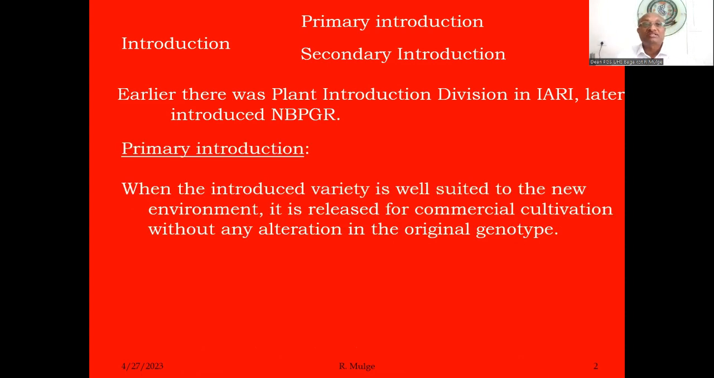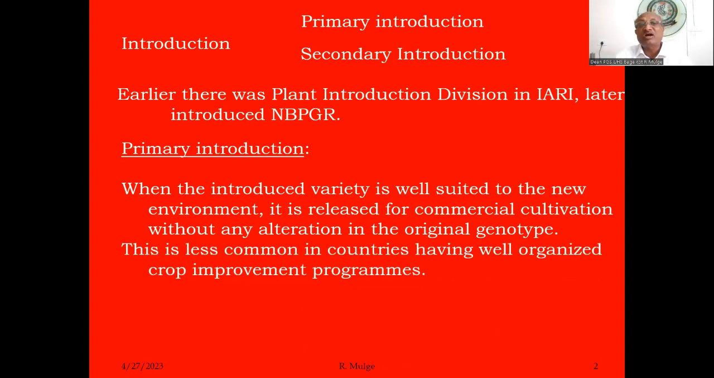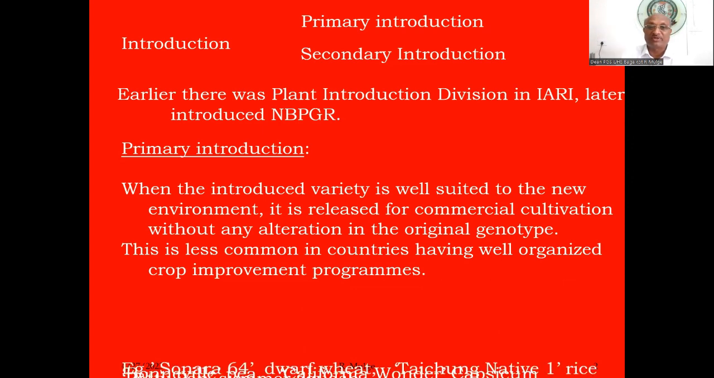So what is primary introduction? When the introduced variety is well suited to the new environment, it is released for commercial cultivation without any alteration in the original genotype. That is referred to as primary introduction. This is less common in countries having well-organized crop improvement programs, because you have very organized breeding programs. So whatever genotype you introduce cannot go straight away as a variety. You can use it for crop improvement and then release later.